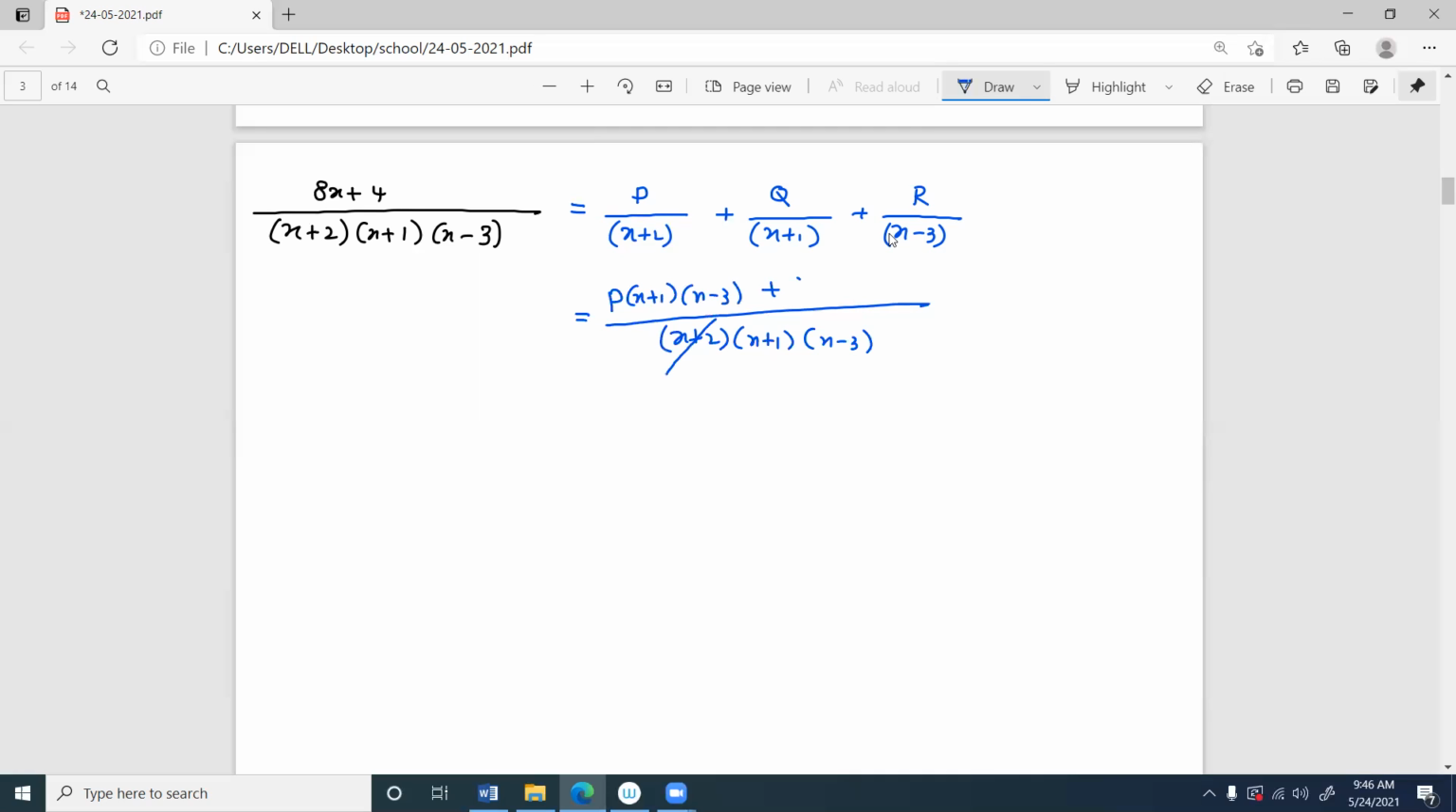Then what are the numbers that should multiply with Q? So I'll just erase this. Now you cover x plus 1. What are the remaining? X plus 2 and x minus 3. X plus 2 and x minus 3, right?